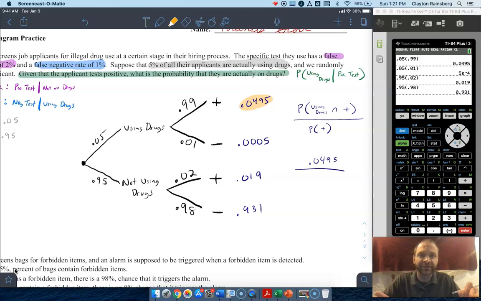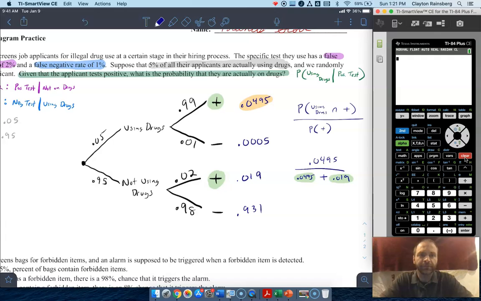Boom. 0.05 times 0.99. Well, what about the probability of being positive? Here are our positive results. Let me use a different color to make it a little bit easier. Here are our positive results right here and right here. So I'm going to add those two numbers together. I'm going to take my 0.0495 and add my 0.019. So that's the probability I'm looking for.